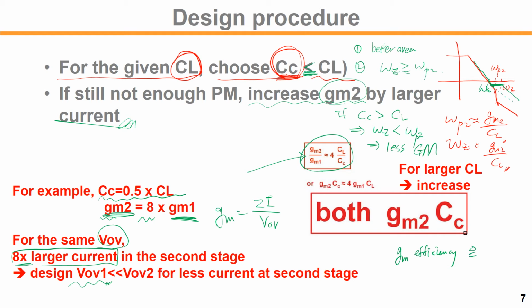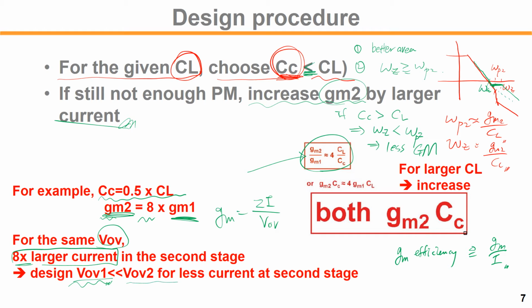So it is defined by what? The Gm over ID, Gm over I. So we increase this efficiency so that for the same amount of current, you get the best possible Gm, right? So you have to design the first stage to have a small overdrive voltage. Then we can get better current efficiency.